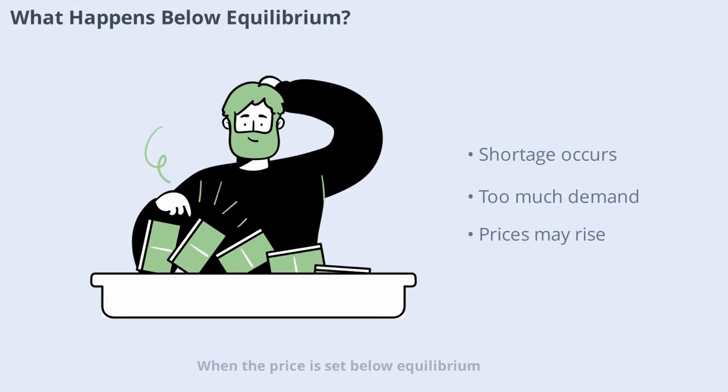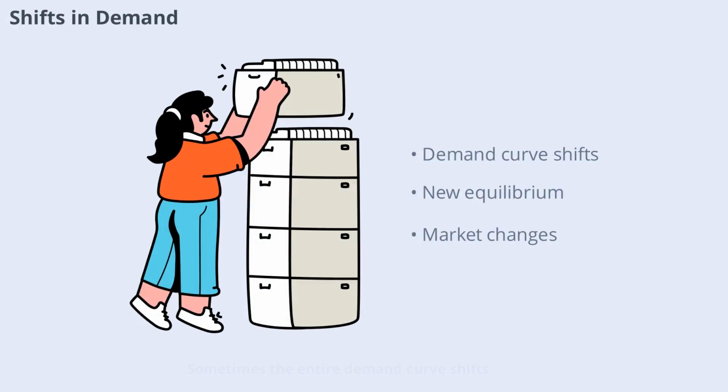When the price is set below equilibrium, buyers want more than sellers are willing to supply. This leads to a shortage, too many buyers chasing too few goods. In response, sellers may raise prices, encouraging more supply and reducing demand until equilibrium is restored. Shortages prompt both buyers and sellers to change their behavior. Sometimes the entire demand curve shifts.